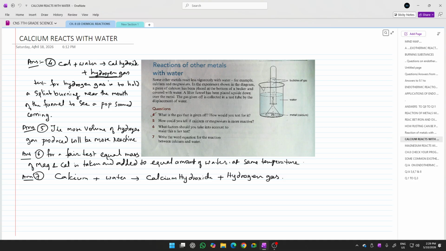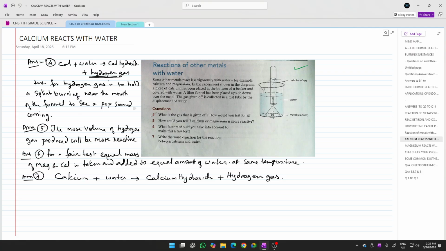What is the reaction of calcium with water? We know calcium will react with water, but the reaction is not that vigorous, and for calcium you don't have to convert the water into steam. So first let me show you this slide. Can you see this slide? In this slide, the reaction of calcium with water is shown.